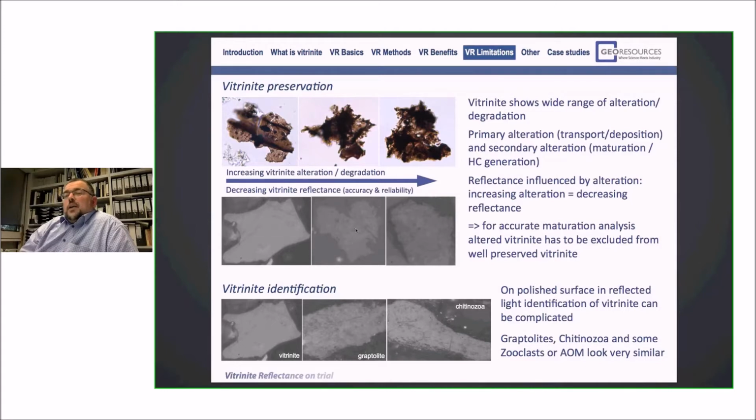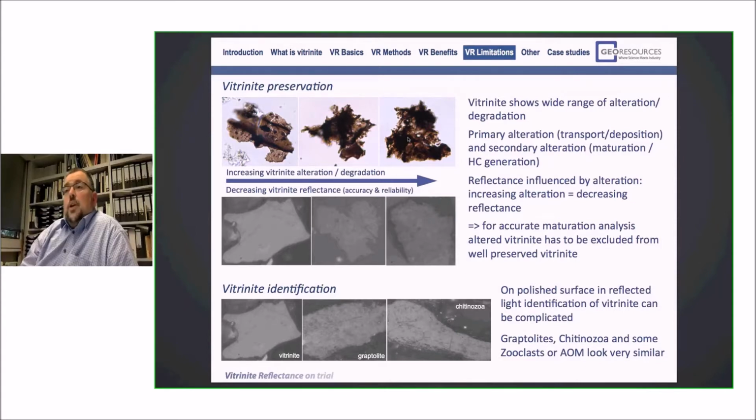And it's not only that the reflectance is abnormally low, it's also less reliable, because you don't have a clear surface which shows more or less one gray scale. You have a mix of different types of gray in this very fluffy component here. So the preservation of vitrinite has a strong effect on vitrinite reflectance. We have two types of alteration, degradation.